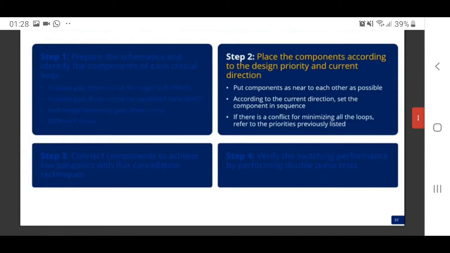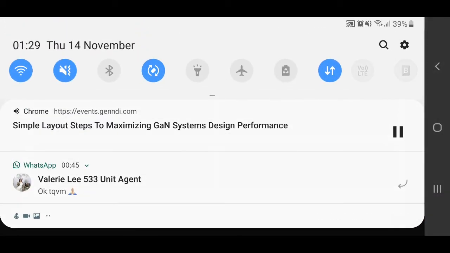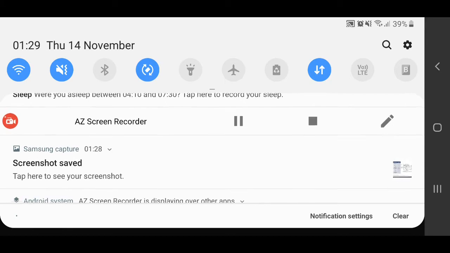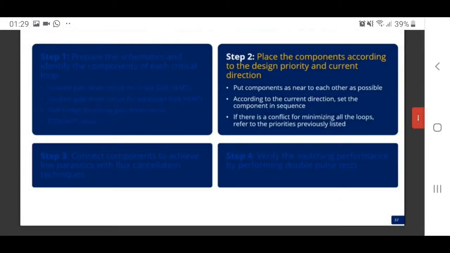The second step is to place the components according to the design priorities and the current direction. Put the components on the PCB board as close to each other as possible. And according to the current flow direction, set the components in sequence. If there is a conflict for minimizing all the loops, please refer to the priorities presented in step 1.